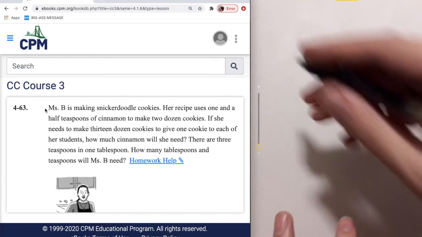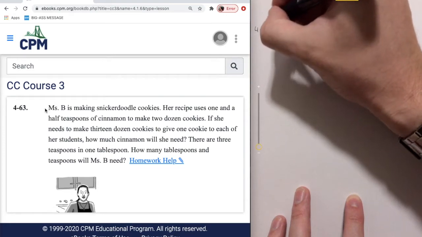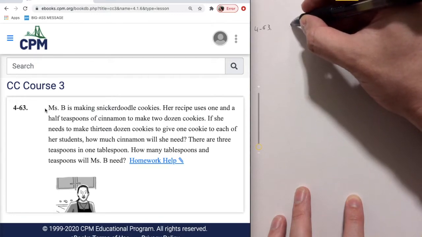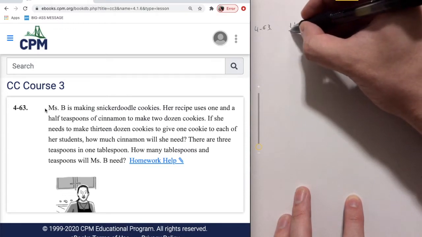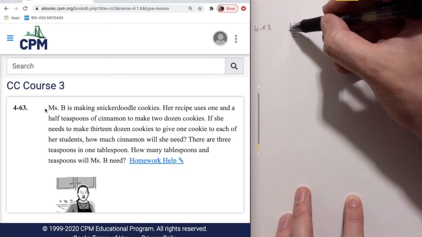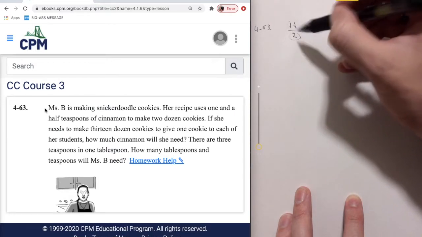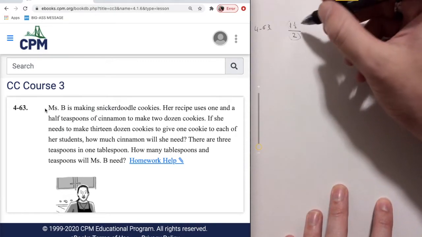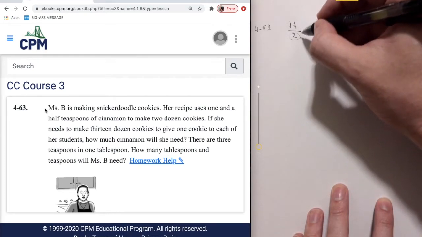So this question is saying, let's start by writing 4-63. This question is saying that it takes 1.5 teaspoons to make 2 dozen cookies. So this is a proportional relationship where on top we have the number of teaspoons we need, and on the bottom we have the number of dozen cookies she can make. So it looks kind of like a fraction, and you can use it like a fraction, but it's going to be a relationship between the two quantities.